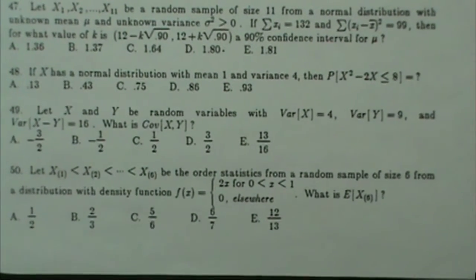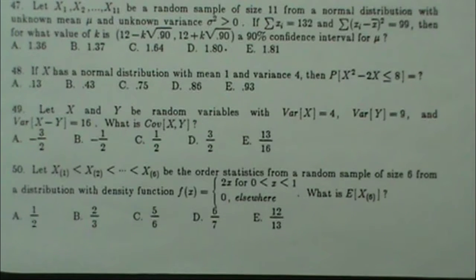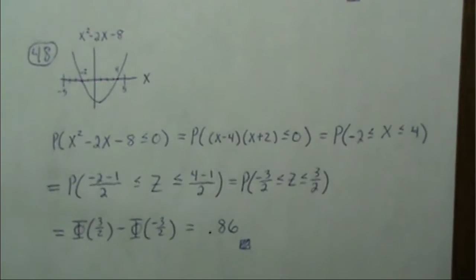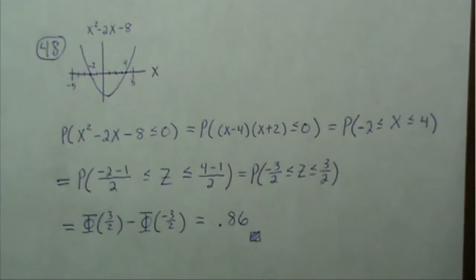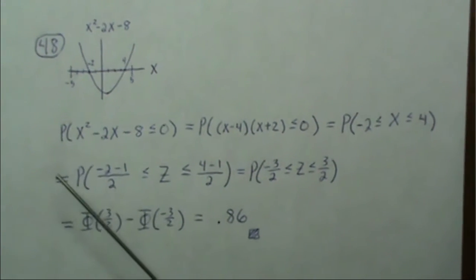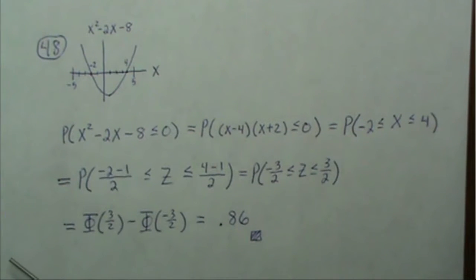Number 48, if x has a normal distribution with mean 1 and variance 4, then the probability that x squared minus 2x is less than 8 is equal to what? Number 48, we're asked to find the probability that x squared minus 2x is less than 8.